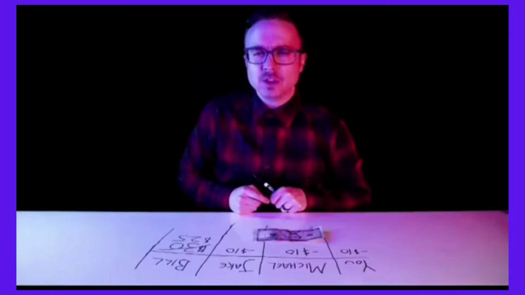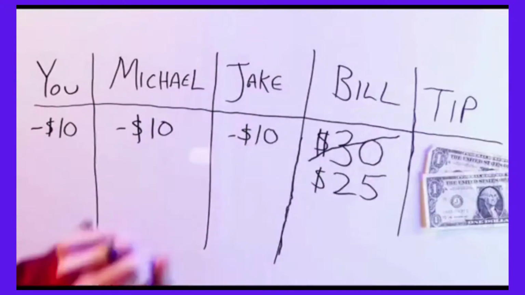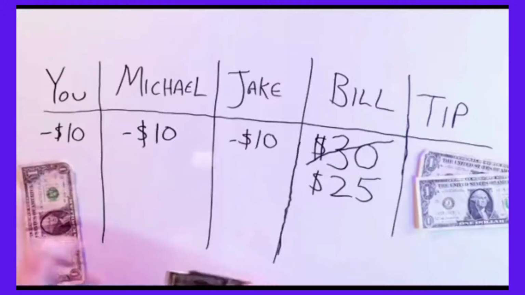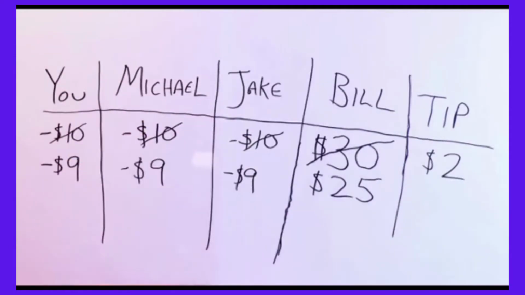people, and frankly, you don't even know that you've been overcharged, so he just takes a $2 tip for his efforts and gives you, Michael and Jake, $1 back each. So now you've only paid $9 each for lunch.